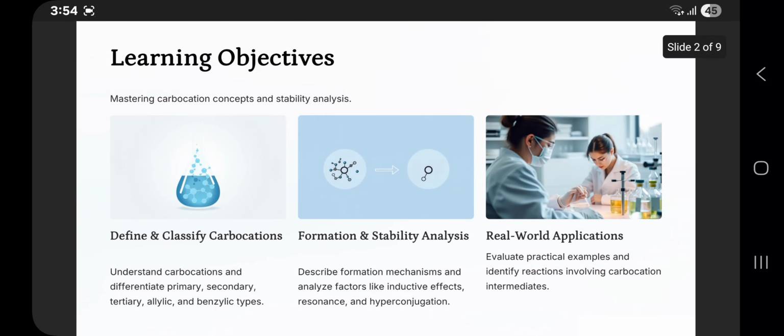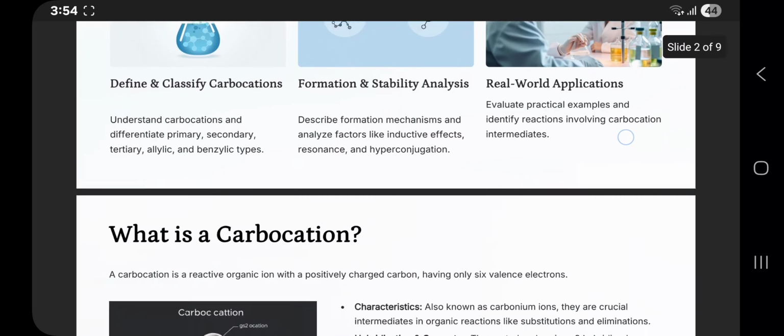Now, in this topic, the learning objectives are: the first objective is to define and classify carbocation, understand carbocation, and differentiate primary, secondary, tertiary, allylic, and benzylic types. The second objective is formation and stability analysis: describe the formation mechanism and analyze factors like inductive effect, resonance, and hyperconjugation. The next objective is real world application: evaluate practical examples and identify reactions involving carbocation intermediates.